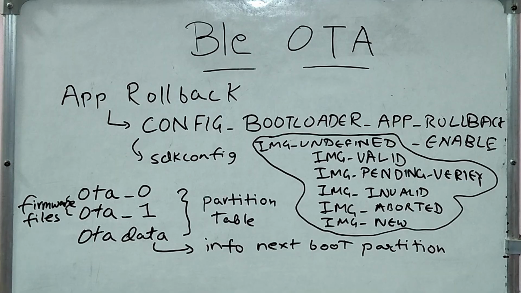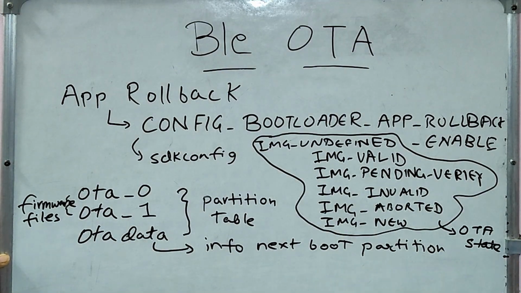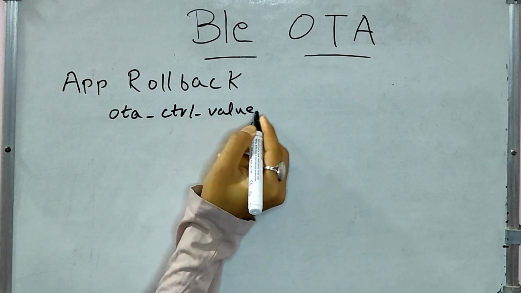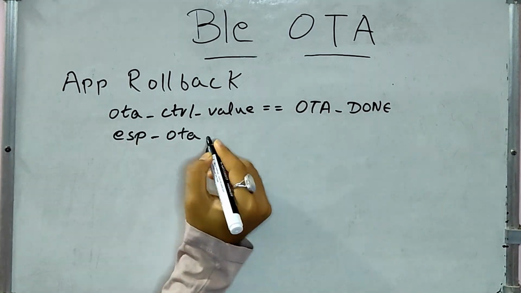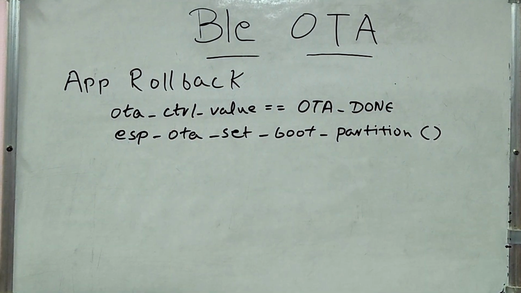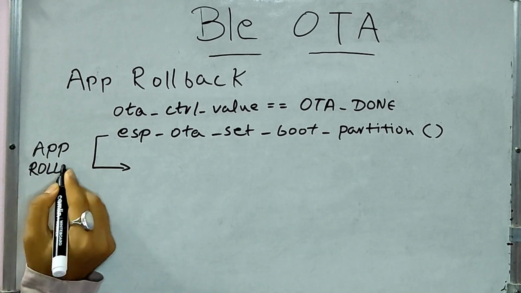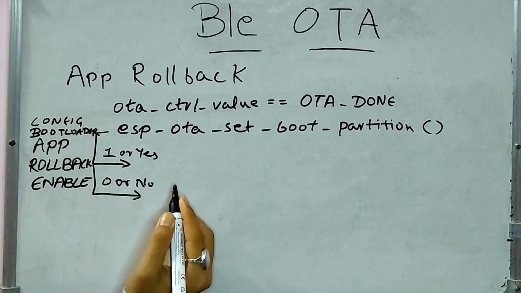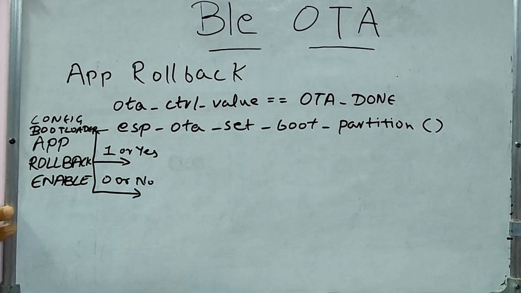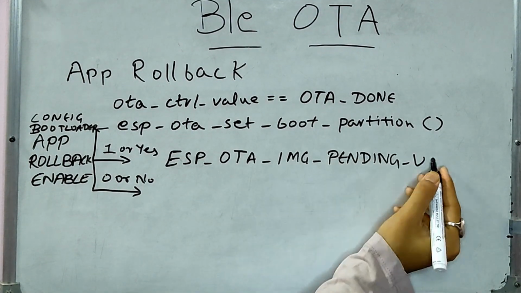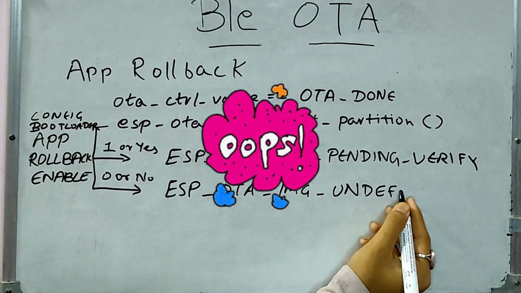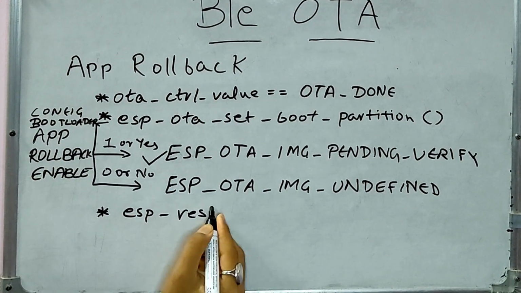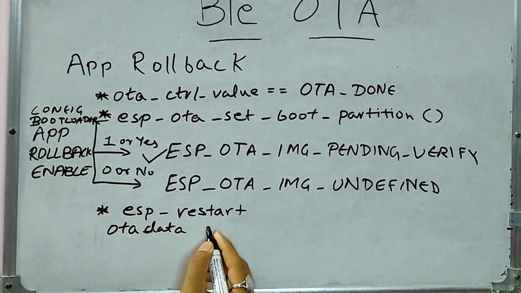Here's how it works. After a successful OTA update, inside the OTA main task, when the control value becomes OTA done, we call the esp_ota_set_boot_partition function. If rollback is enabled, and yes, we will enable it in this video, the firmware state is set to new and not pending verify. Sorry for the slip here. Then the chip restarts and OTA data tells the bootloader to load this new partition.